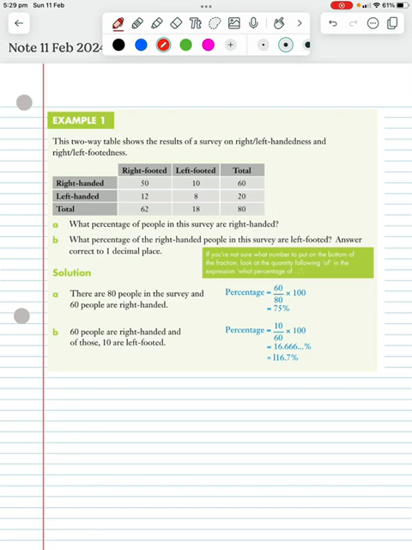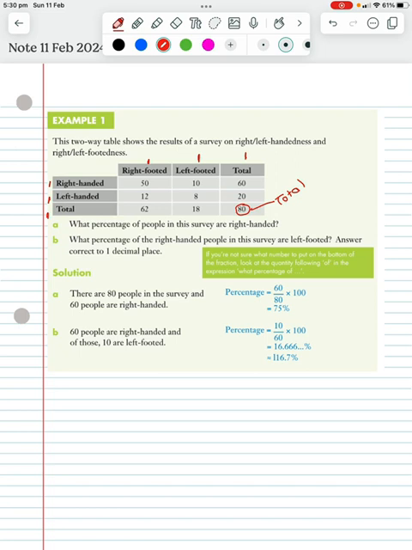So this two-way table shows the results of a survey on left/right-handedness and right/left-footedness. So it's whether you're right or left-handed versus whether you're right or left-footed. So remembering we have our footed on the same axis and then the handed on the same axis too. And we have totals at the end of each one. Remember, this number is our total. So all up, they surveyed 80 people.